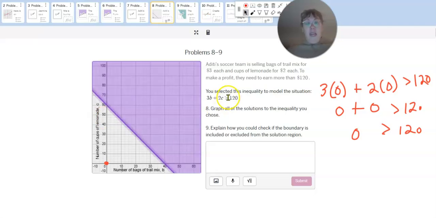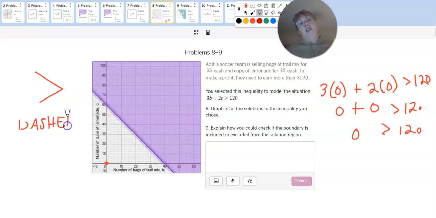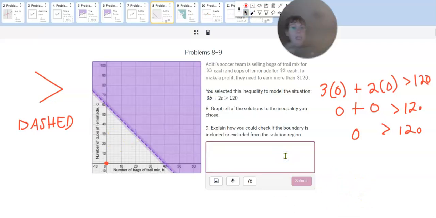And since it is just greater than, we want to do a dashed line. So make sure to click that line and make it dashed. And then you're going to just explain how we got that and put that in your own words.